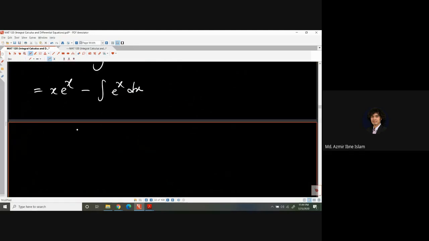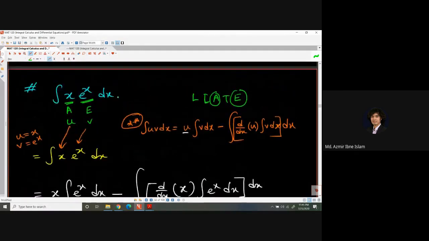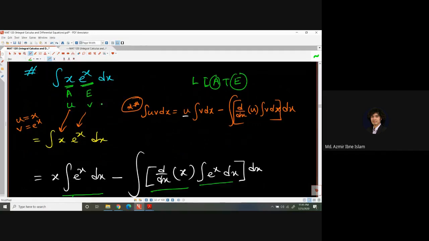Now it is easy to solve again. That is x e to the power x negative. Again we have the formula, integration of e to the power x dx is e to the power x. So this is how we can apply integration by parts for these complicated integrals. Okay, I hope you have understood what I am trying to say. Things will be easier if we practice from our reference books.